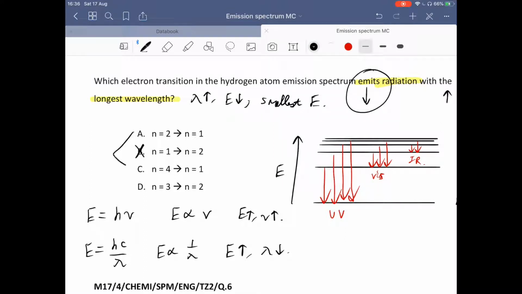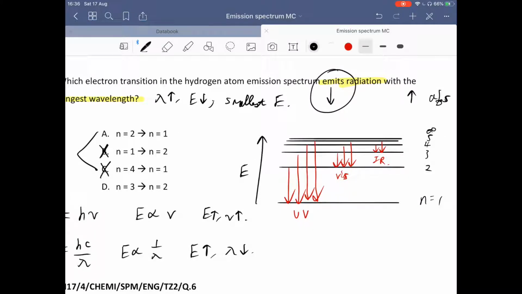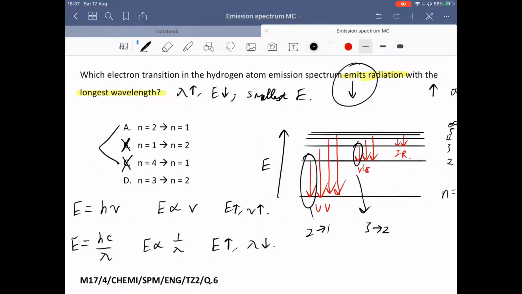Let's compare A and C, because these two all fall back to n equals 1. From 2 to 1 and 4 to 1, of course, 2 to 1 has a smaller energy gap because the distance is shorter than 4 to 1. So now we can eliminate answer C. Now compare A and D: 2 to 1 and 3 to 2. That's 2 to 1, and that's 3 to 2. Of course, 3 to 2 has a shorter distance, so it will emit lower energy. That means longer wavelength. So the answer is 3 to 2. Answer is D.